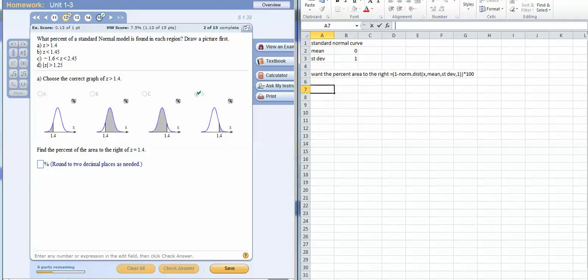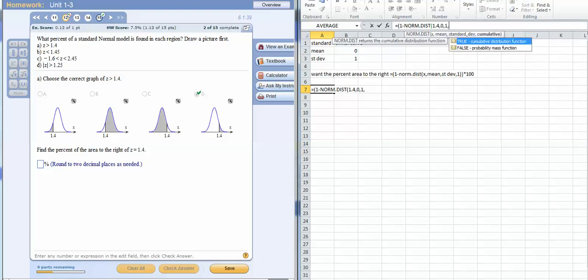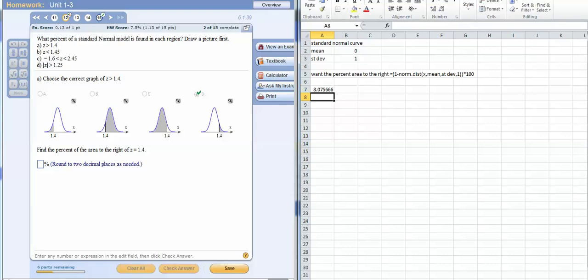So on this problem, we're going to go equals, and then we'll type norm, and as we start typing it, we can see norm.dist, and then 1.4. I forgot to do the 1 minus, I'm sorry. So we do the equal sign, parenthesis, and then 1 minus, and then norm.dist 1.4, comma the mean, which is 0 here, comma the standard deviation, which is 1, and then you always just say comma 1. And then close that. Now close the parenthesis so that you can multiply by 100, and it'll give you the answer right as a percent.